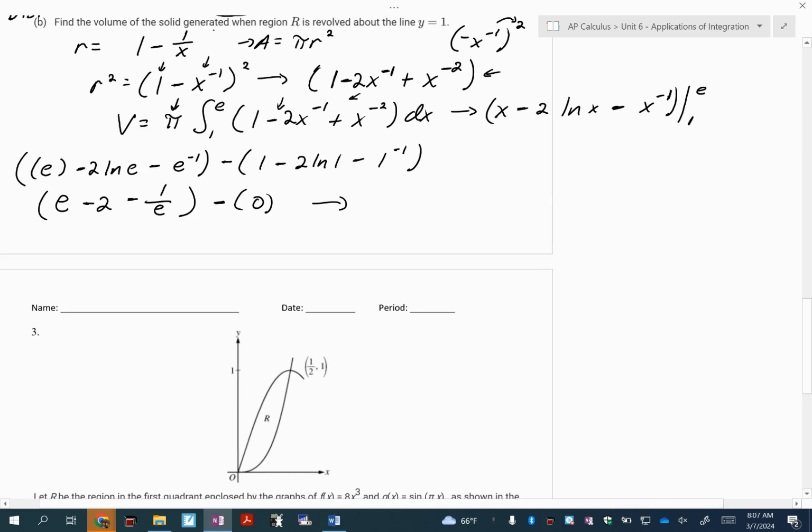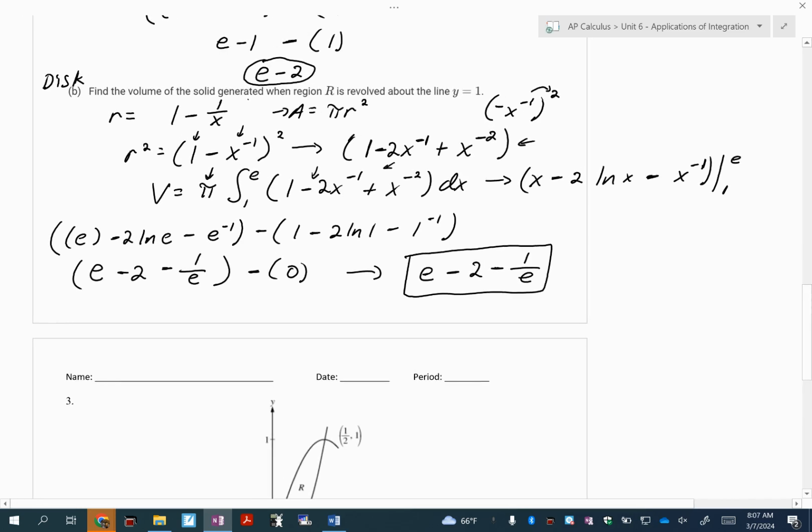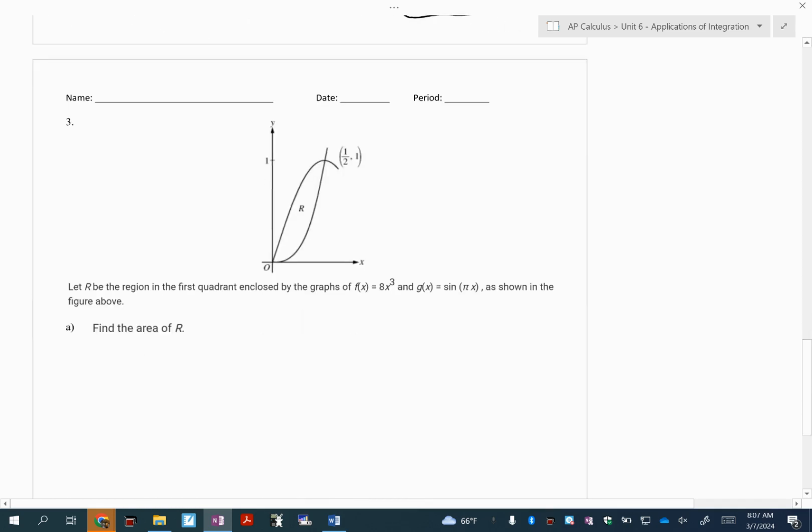So my answer for the volume here is going to be e minus 2 minus 1 over e. There's no way to simplify those e's because 1 is in the numerator and 1's in the denominator. So that is our volume for part B. All right, let's do one more and then we'll be done.